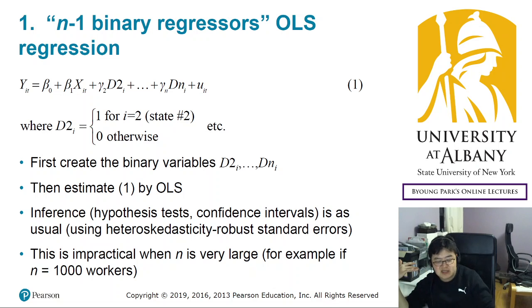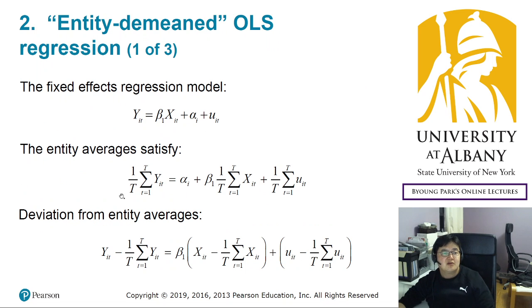Also, even if it can be done, how can you read the outcome? The outcome will be several million lines, so you cannot read the results at all. So it's possible, but not practical in some cases. So then here I will introduce a simpler way to cancel out the fixed effects, the intercept.